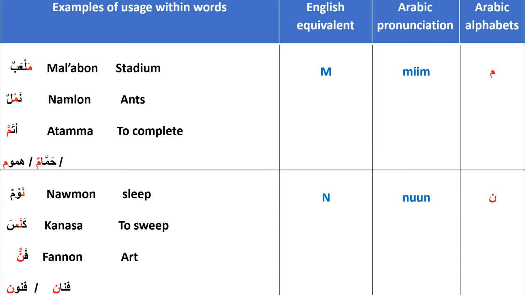Two more letters in the series of Arabic alphabets within words in the middle, in the beginning and at the end of words. The two letters of today are, as usual, I'm going to use a marker so it will be easier for you to follow with me. So we will go from right to left.